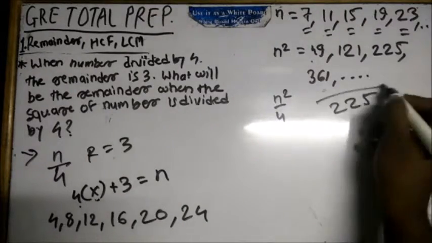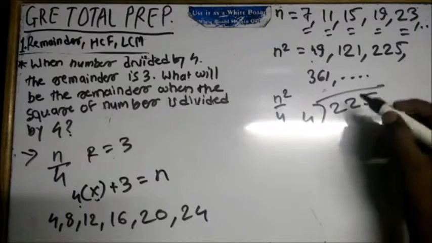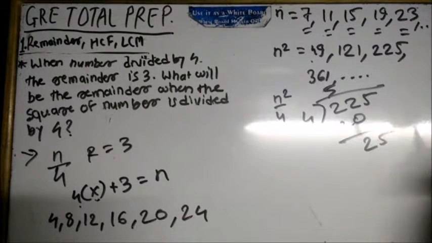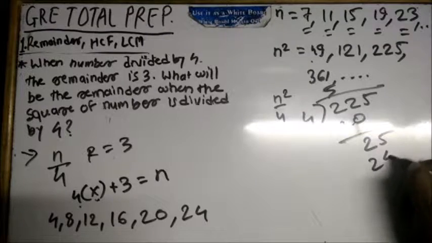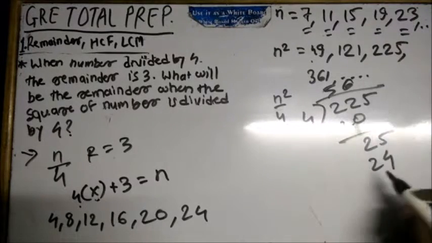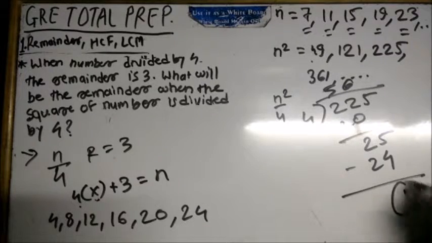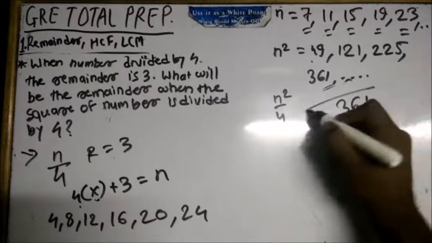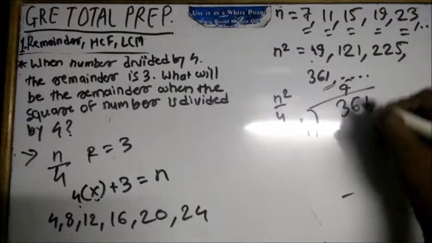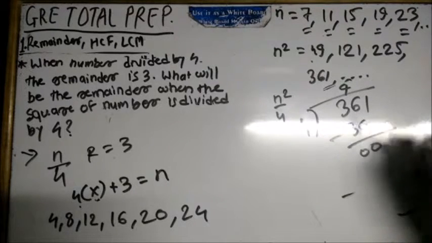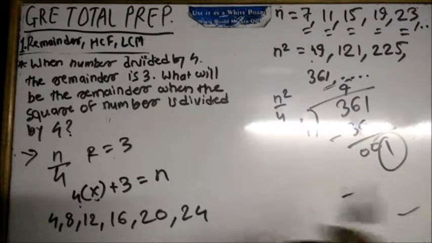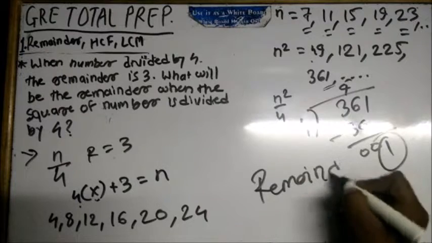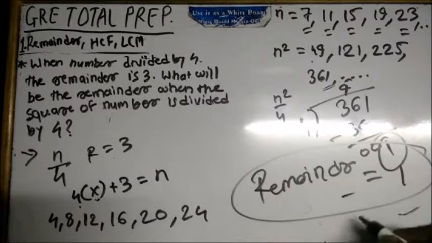When 225 is divided by 4, 4 fives are 20, so it is 2, then again it is 24, 6, so the remainder is 1 here also. For 361 divided by 4, 4 nines are 36, 0 0, the remainder is 1. For everything, when n squared is divided by 4, the remainder is always equal to 1. So 1 is the answer.